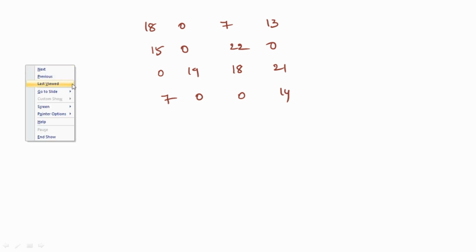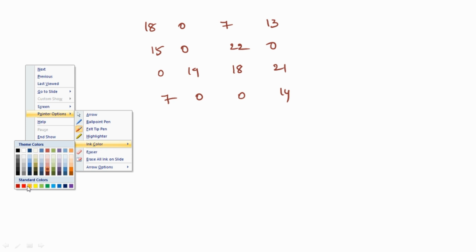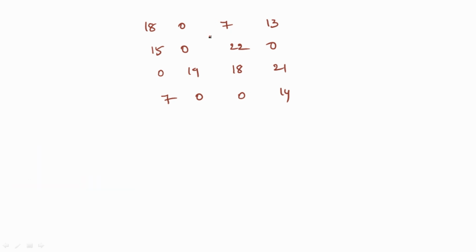So we'll be repeating the same step over here. 18, 0, 7, 13, 15, 0, 22, 0, 0, 19, 18, 21, 7, 0, 0, 14. This was our earlier matrix, right? Now, remember the rules which I've told you. When it comes to the assignment step, I told you to select that row or that column which has got one single zero. When it comes to covering zeros with minimum number of lines, I told you to select that row or that column which has got the maximum number of zeros. Here it is exactly opposite. Select that row or that column which has got one single zero.